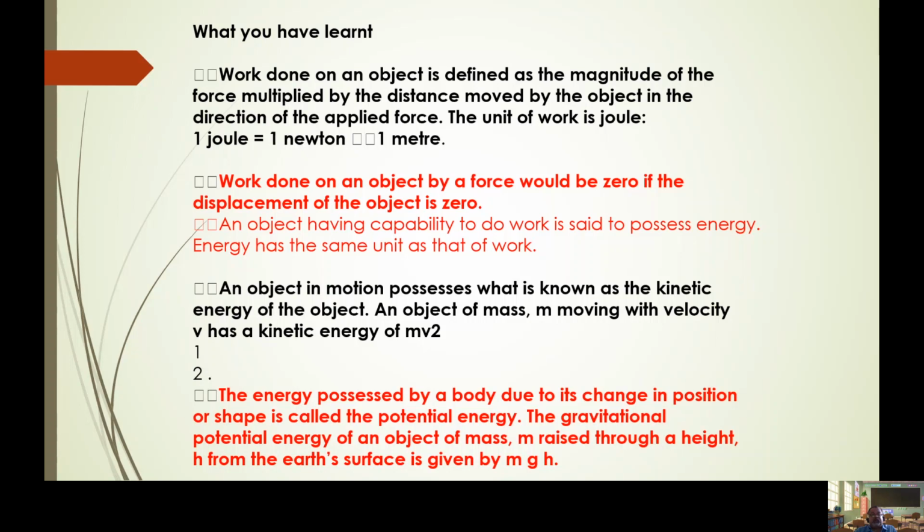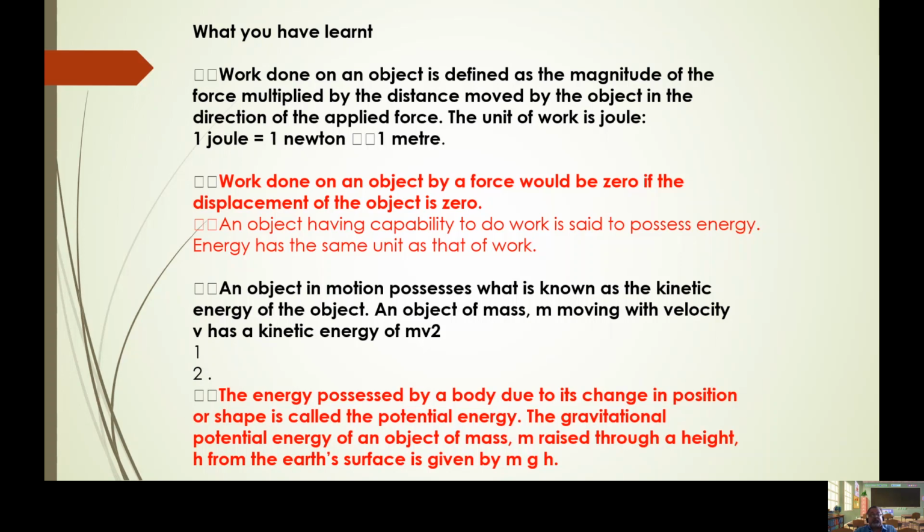Work done on an object by a force would be 0 if the displacement of the object is 0. An object having the capability to do work is said to possess energy. Energy has the same unit as work. An object in motion possesses kinetic energy. An object of mass m moving with a velocity v has a kinetic energy of 1/2 mv squared.